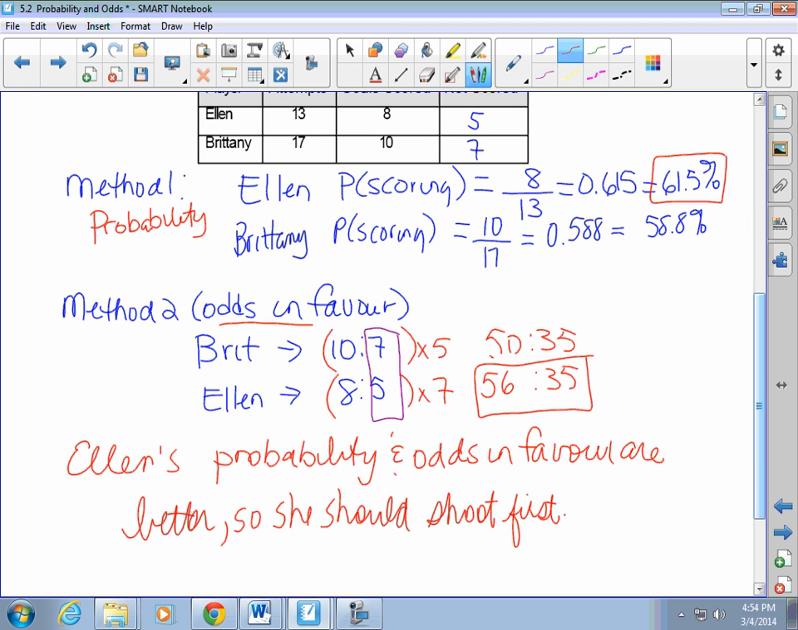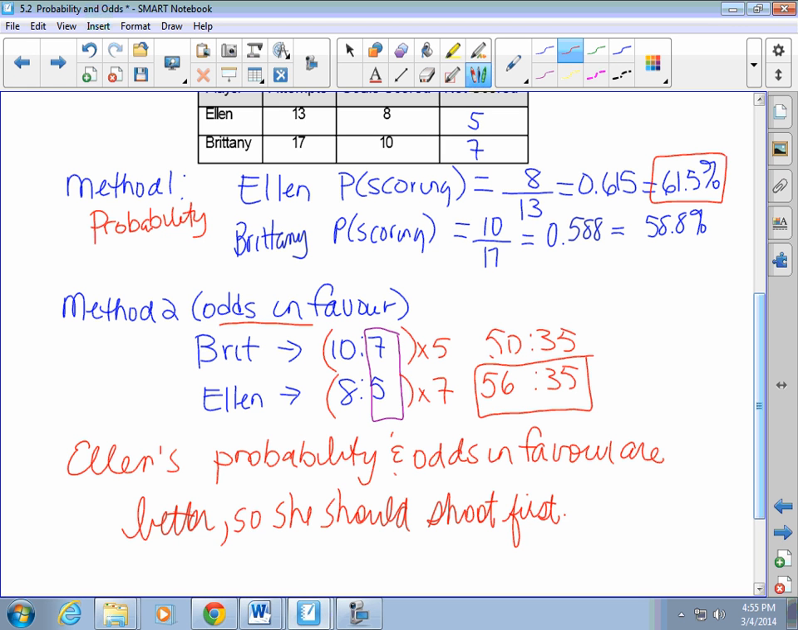Okay, so you can do it either way. You can take a look at the probability of it. So probability is number of favorable outcomes over number of all trials, and odds is comparing number of favorable outcomes to number of unfavorable outcomes, and then finding a common denominator. So depending on the question, it's not going to matter which way you do it unless it says find the probability of it. If it says probability, then you use method 1. If it asks you to find the odds, then you have to do method 2.